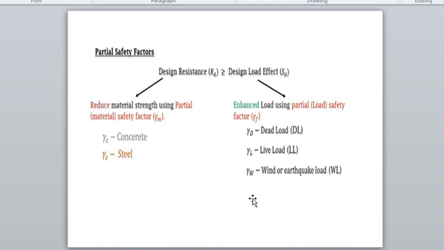What is the dead load? What is the live load? What is the wind load, etc.? Then we will apply a factor, and that factor is known as the partial safety factor for load.